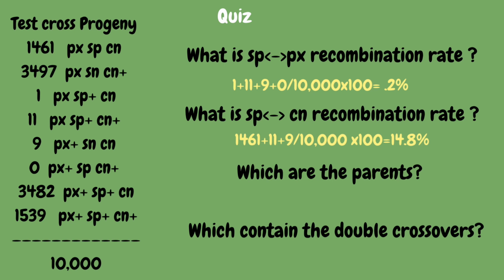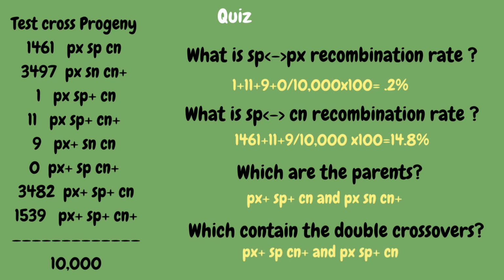The parents in this test cross progeny are PX plus, SP plus, and CN, along with PX, SN, and CN plus. The double crossovers are found in PX plus, SP, CN plus, and also PX, SP plus, and CN.